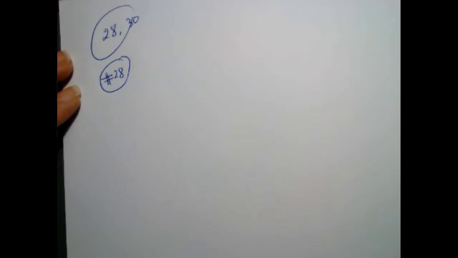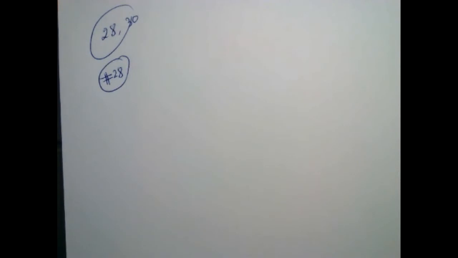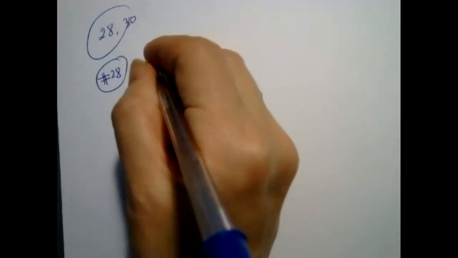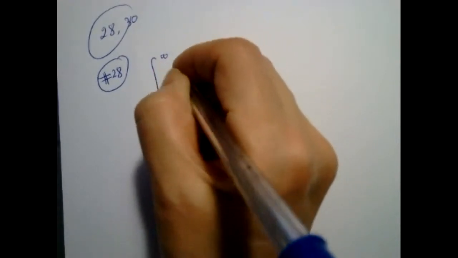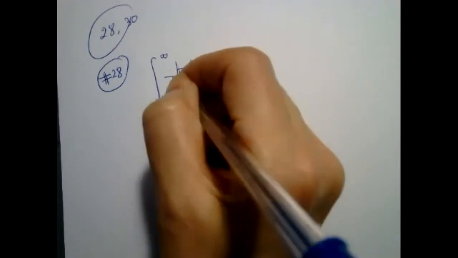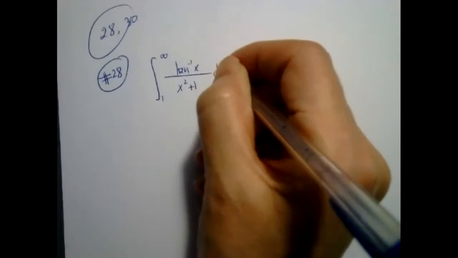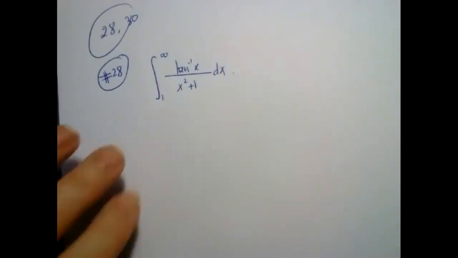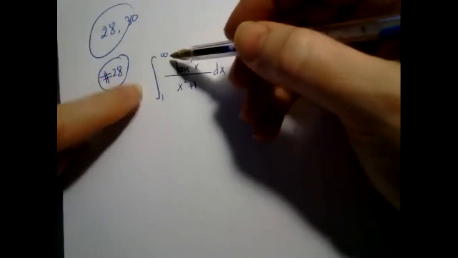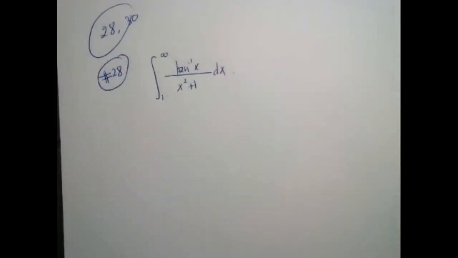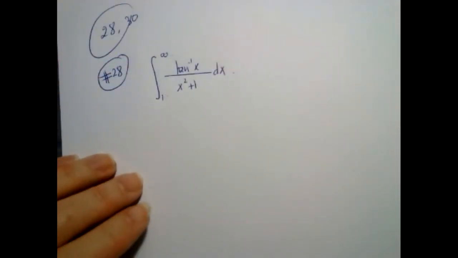So we start with number 28. All right. So we have the integral from 1 to infinity of the tangent inverse of x over x squared plus 1 dx. All right, so this is a different type of integral. The interval of integration is unbounded, so it's from 1 to infinity. That's absolutely an improper integral.